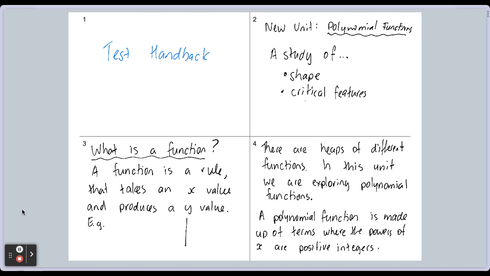A function is a rule, and I'll try to be as simple as I can. It takes on an x value. We call that the input value to the function. And then it produces a y value. So the rule is what, how do I put this? The rule is what causes the transformation to the y coordinate. Okay? So I'm going to put some examples down. And if I could just have a show of hands in the air, who's seen that notation before?